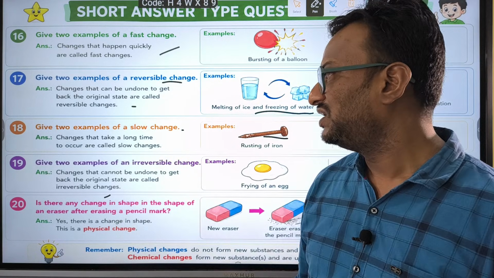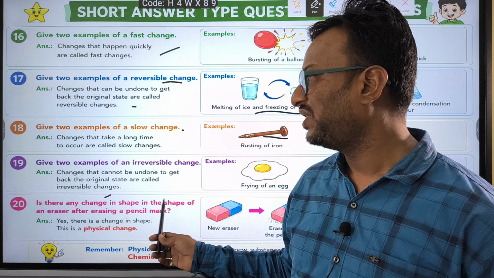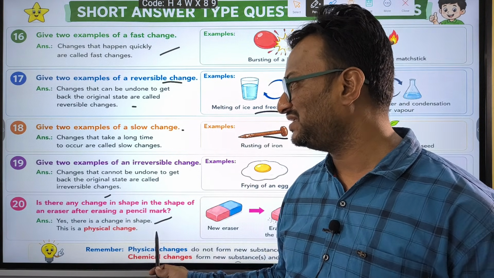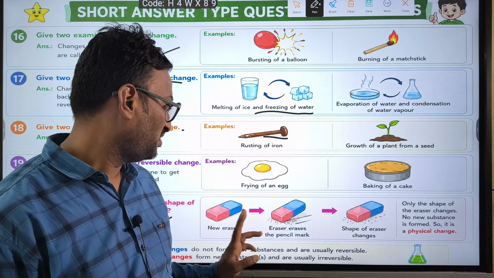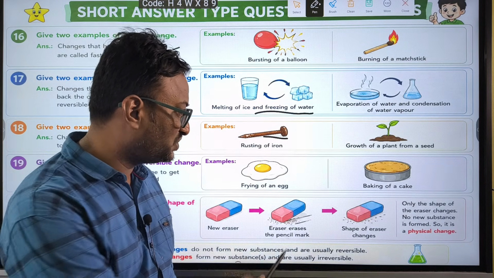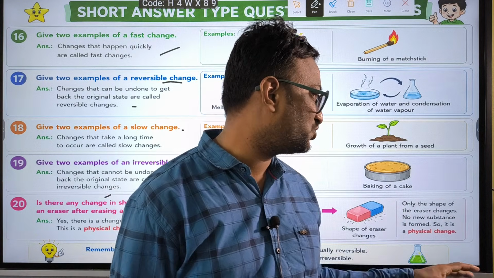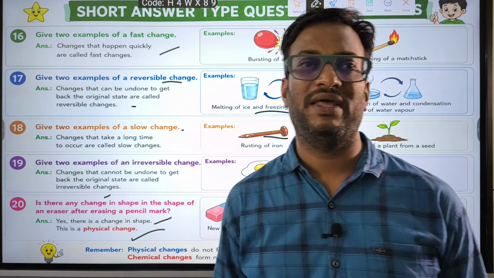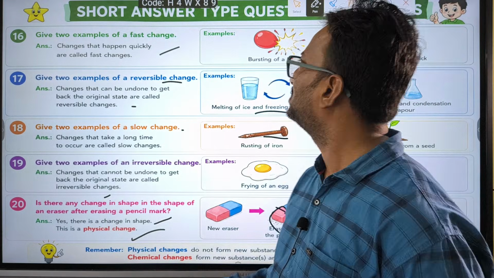Okay. Next, is there any change in the shape of an eraser after erasing a pencil mark? Yes, there is a change in shape. This is a physical change. When the new eraser is used, the edges of the eraser are going to change. Only the shape is changed, so no new substance is formed after erasing the pencil mark. So this is a physical change.